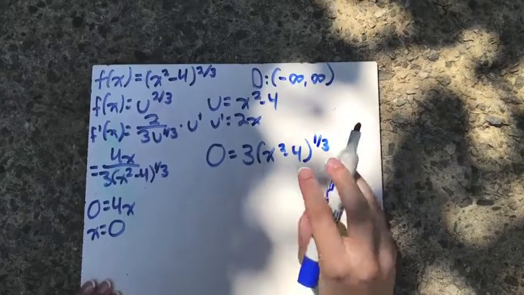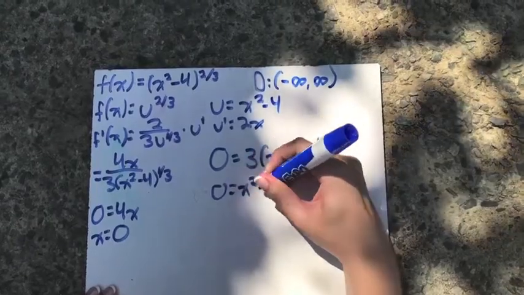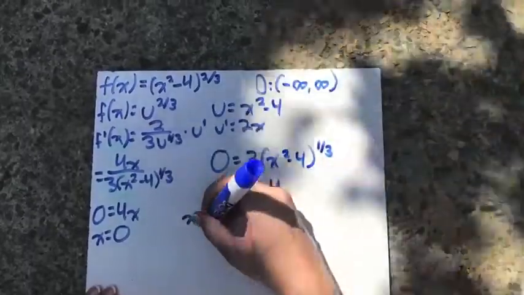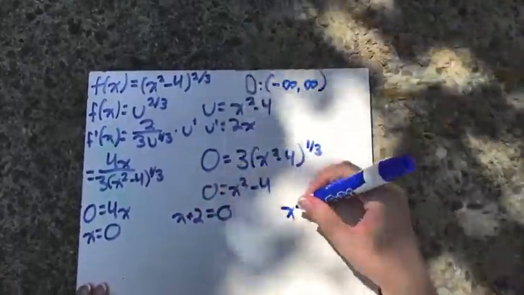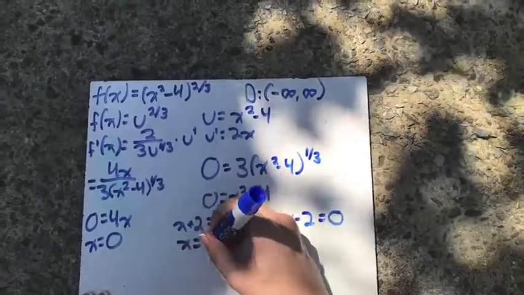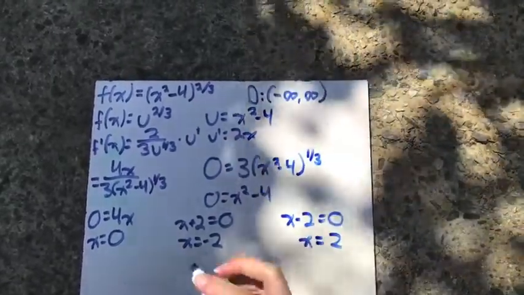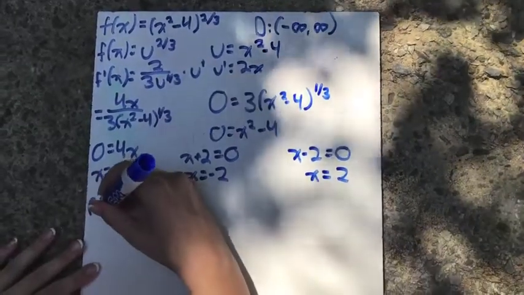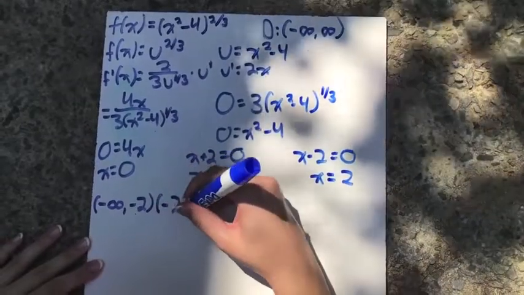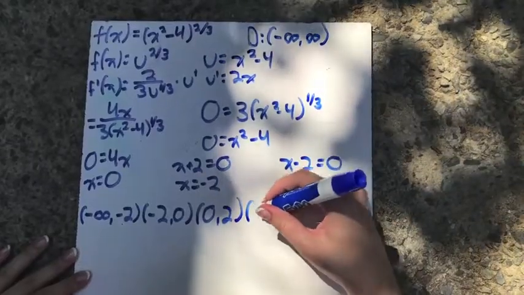Divide by 3, and also times the third power to get rid of this, and that gives you 0 equals x squared minus 4. Notice this is a difference of squares, so you can separate it into x plus 2 equals 0 and x minus 2 equals 0. This will give you x equals negative 2 and x equals positive 2. These will be used to break up your domain. So, you have negative infinity to negative 2, negative 2 to 0, 0 to 2, and 2 to infinity.